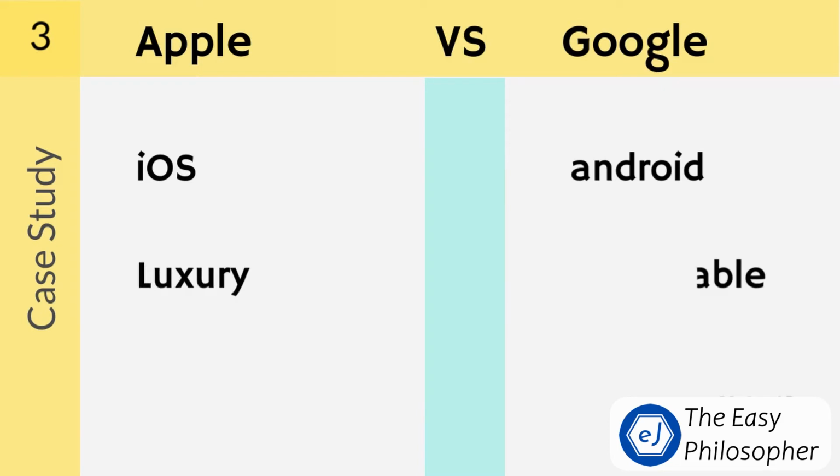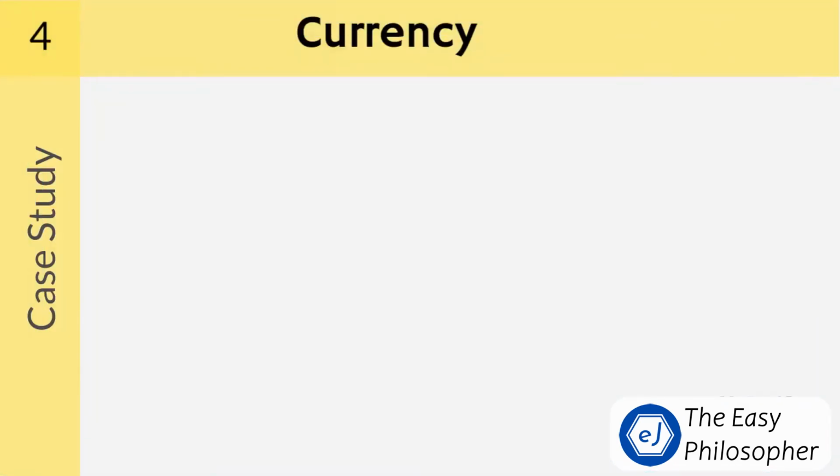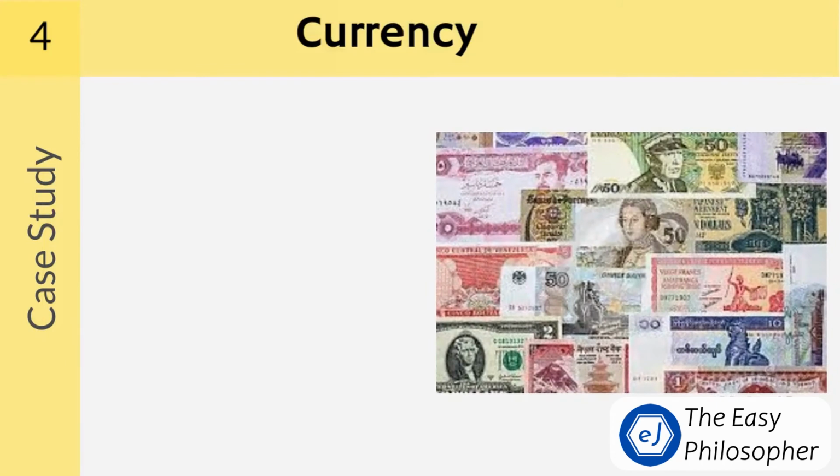Apple focuses on luxurious items, while Android is generally cheaper and more affordable. From this example, we can see that having differentiated products helps each company sell their products to a range of customers.